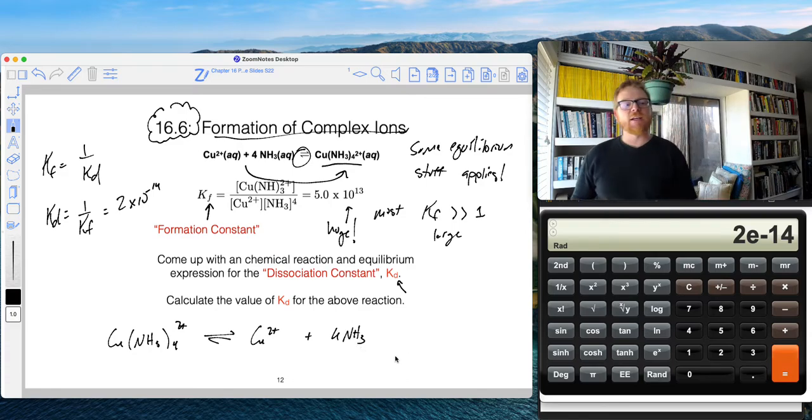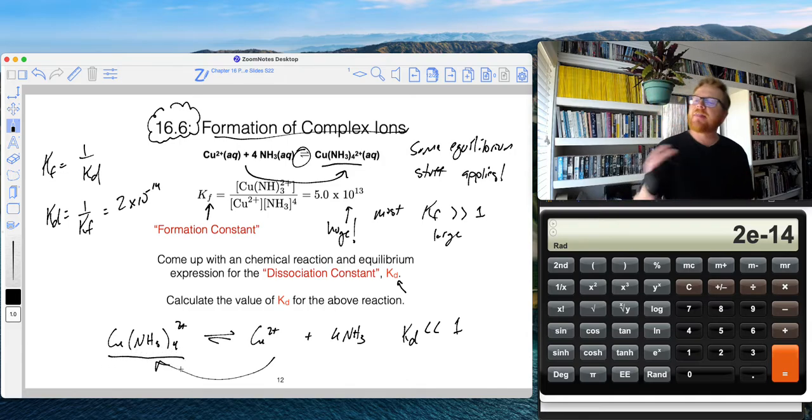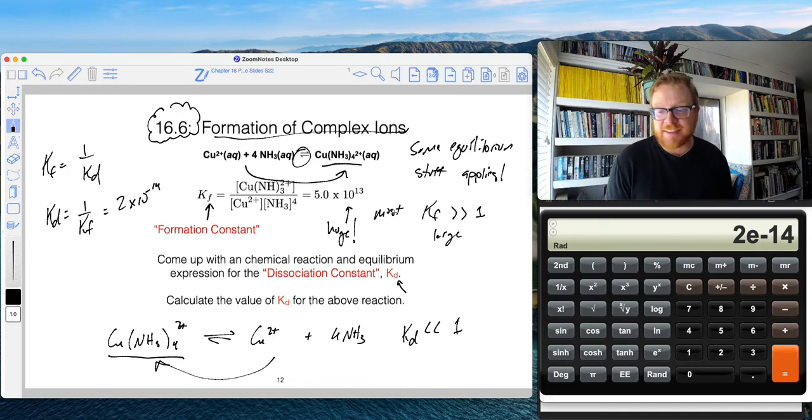And now, once again, because we recognize for this reaction, Kd is much, much less than 1, that means the equilibrium position is way on the left, and that effectively means the same thing as this Kf value being much, much larger. So in other words, when we have, for this specific reaction, copper and ammonia present, they will very efficiently form the tetraamminecopper(II) ion. And we expect to not have much copper or ammonia in solution at all.